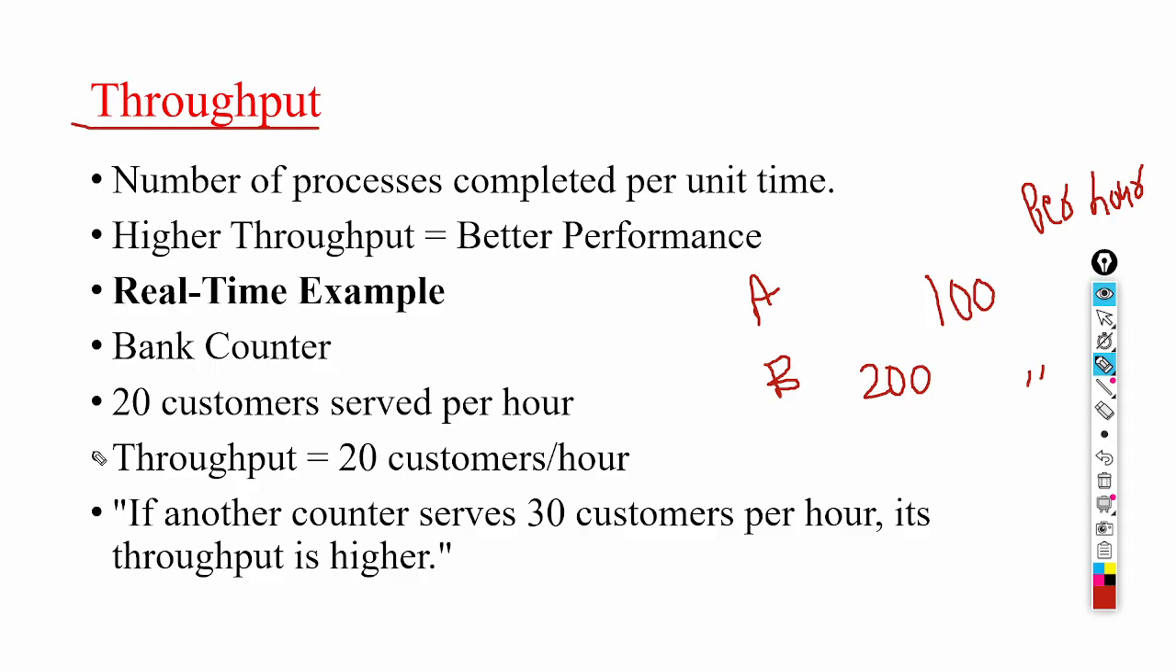Okay. Suppose a bank counter serves 20 customers per hour. So what is the throughput? The throughput is 20 customers per hour. If another counter serves 30 customers per hour, its throughput is higher than the 20 customers. This we call throughput.